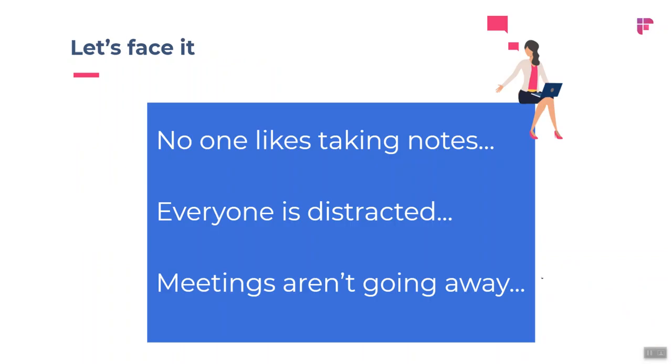So let's face it, no one likes taking notes during meetings. Everyone is distracted. You're probably checking your email, you're probably checking other notifications while the meeting is happening, and meetings aren't going away. It's one of the most popular ways for people to collaborate, for better or for worse. We have asynchronous forms of communication like Slack and messaging on other platforms. We still have email, but meetings are sometimes the fastest way to collaborate on important information.